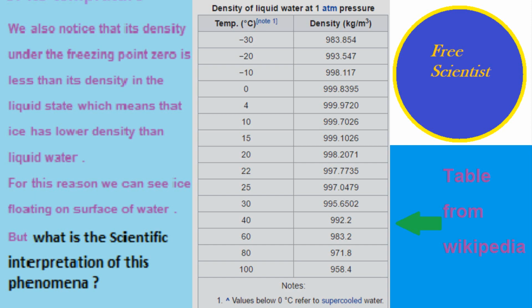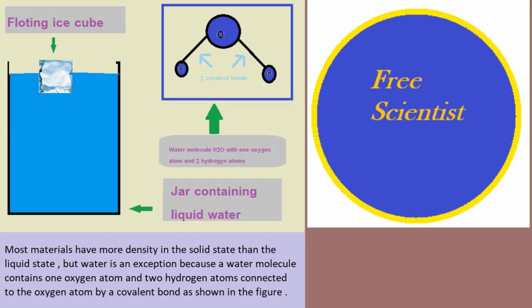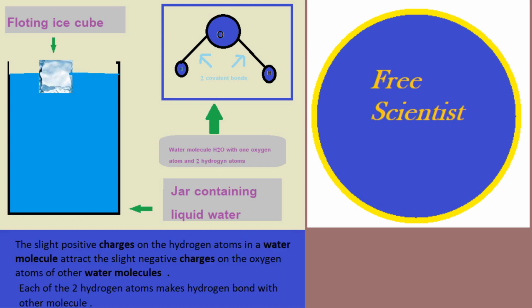But what is the scientific interpretation of this phenomenon? Most materials have more density in the solid state than in the liquid state. But water is an exception, because a water molecule contains one oxygen atom and two hydrogen atoms connected to the oxygen atom by a covalent bond, as shown in the figure.